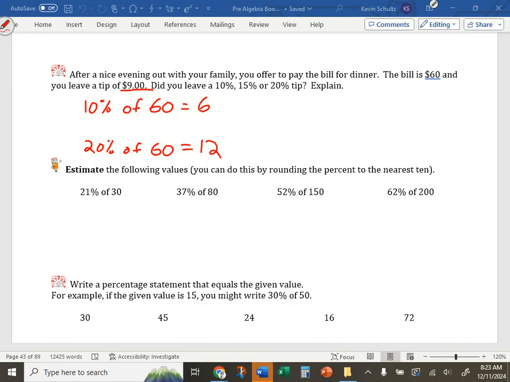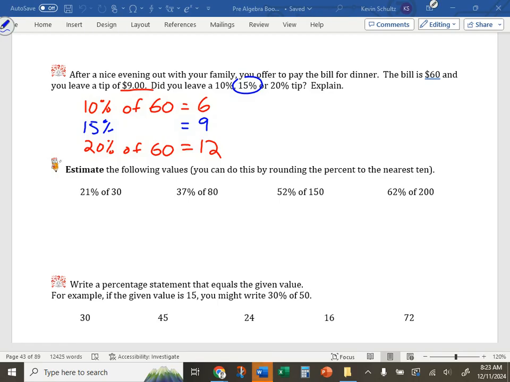So does that $9 represent a 20% tip? No, a 20% tip would have been 12, which is not. So what's the only other option? 15%. A 15% tip actually makes perfect sense because 15% is halfway between 10 and 20%, right? Isn't 9 halfway between 6 and 12? Yeah. Okay? So it fits, right?